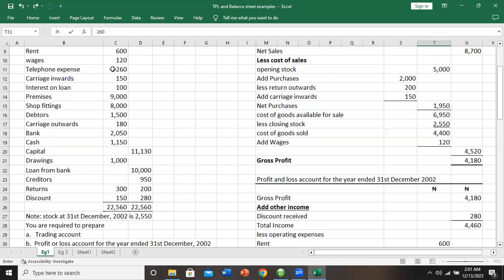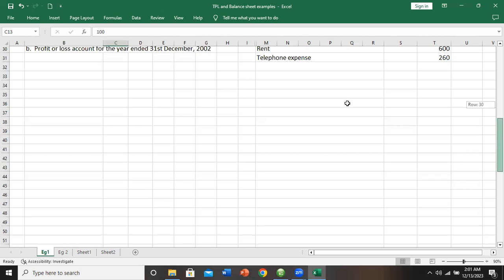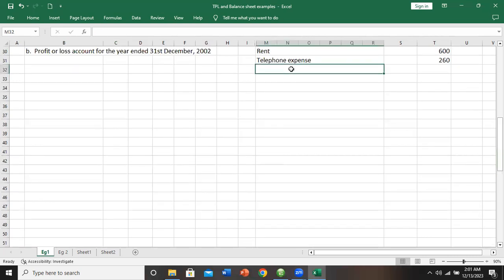Jacinda, okay. Please, interest on loan. Okay, interest on loan. Now, you see, she skipped the carriage inwards because it's an expense we have used in the trading account, so we don't have to repeat it again. So that's good. So we have the interest on loan of 100 Naira. So let's go and put that in the solution. Interest on loan.